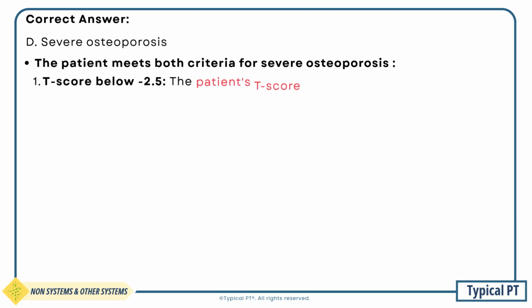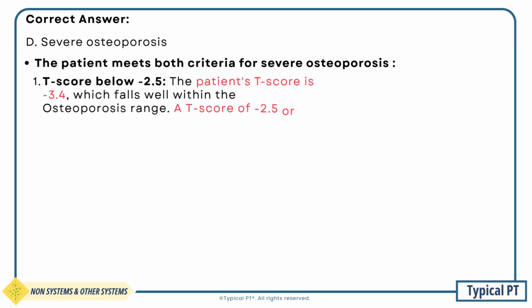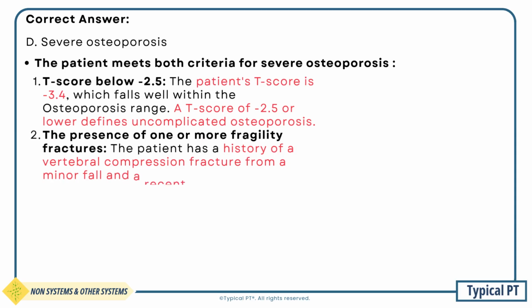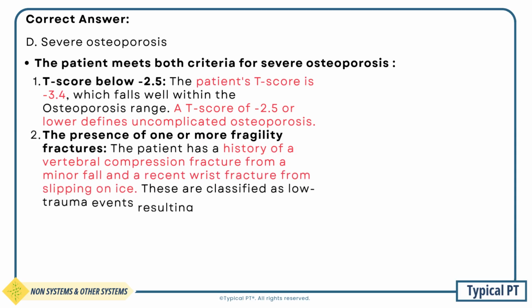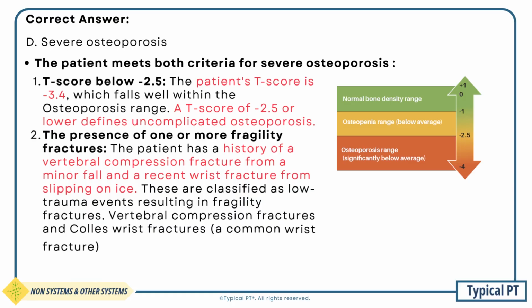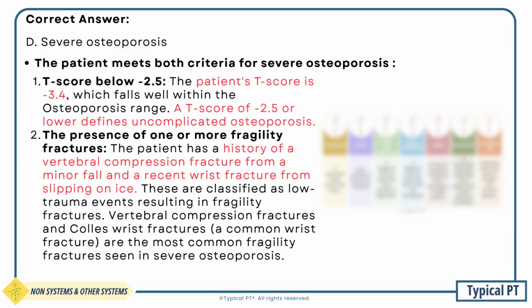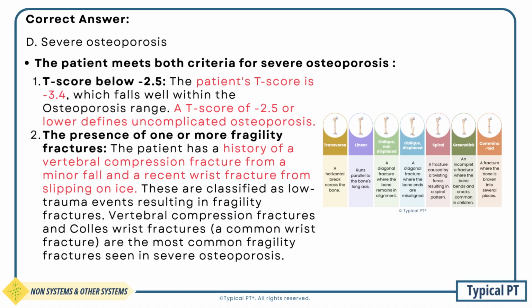1. T-score below -2.5. The patient's T-score is -3.4, which falls well within the osteoporosis range, significantly below average, as shown on the bone density T-score table. A T-score of -2.5 or lower defines uncomplicated osteoporosis. 2. The presence of one or more fragility fractures.